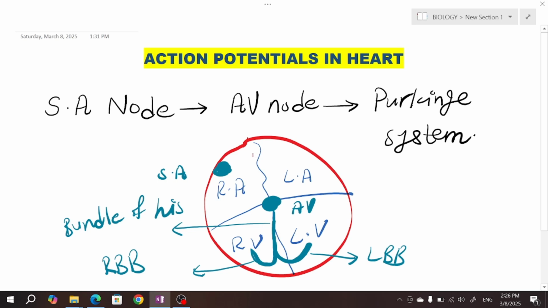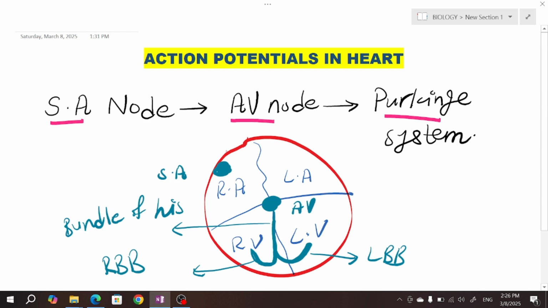Today our topic is related to the action potential in the heart. So let's discuss the action potential in the heart and how action potentials are generated in the heart. We know that the conducting system of the heart consists of the SA node, AV node and Purkinje system.